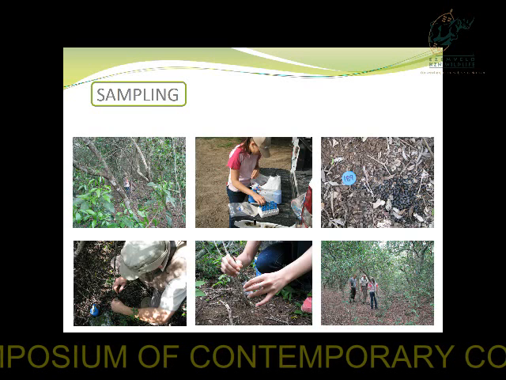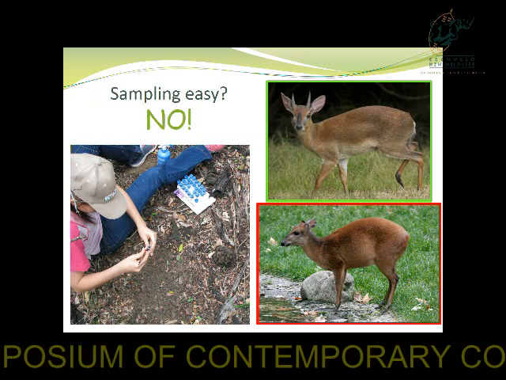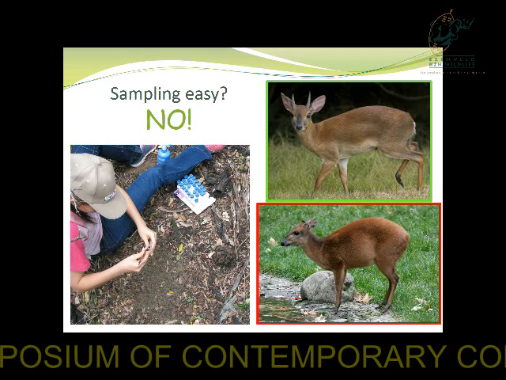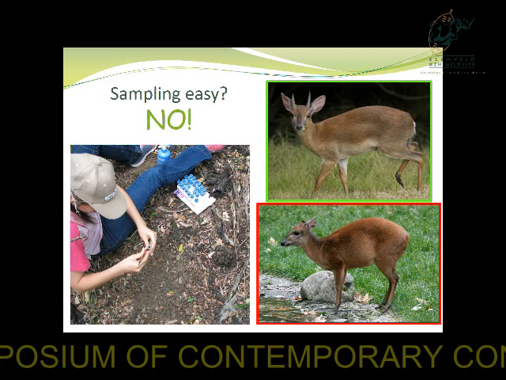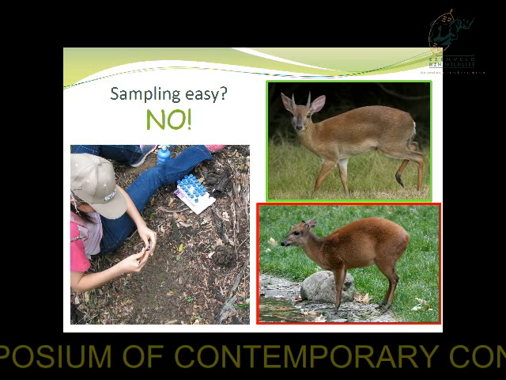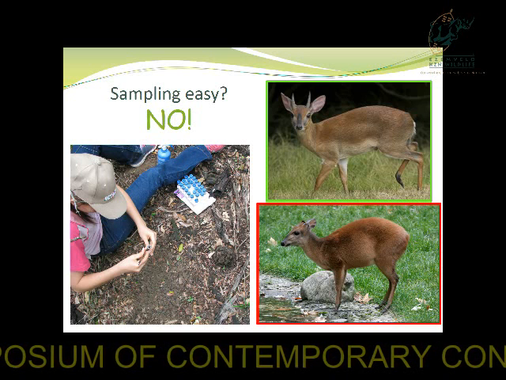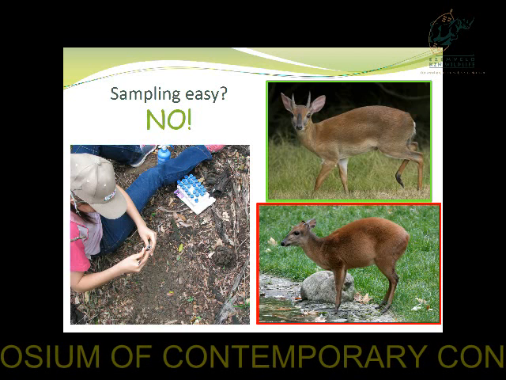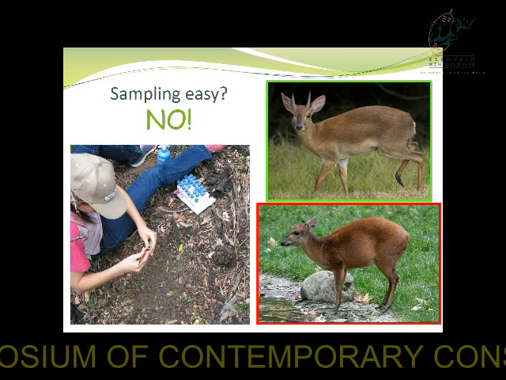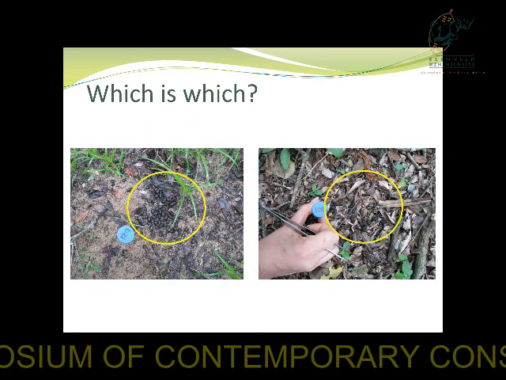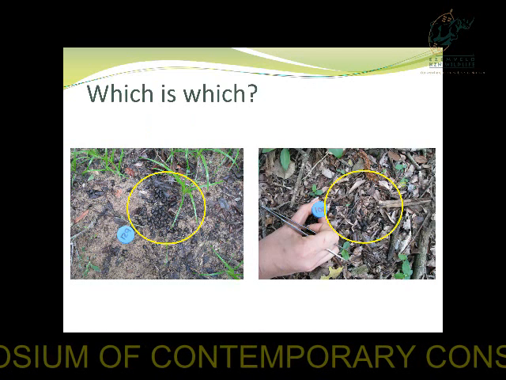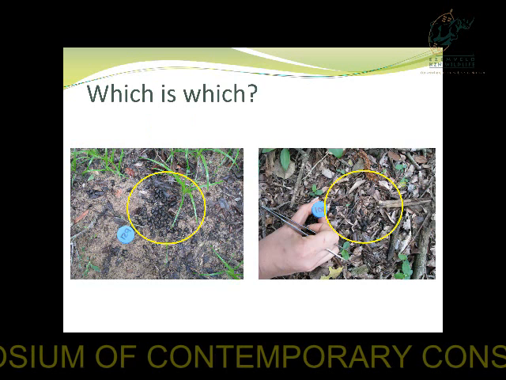So it did sound quite easy, right? Go in the field, collect some samples, but that is unfortunately not the case. We have the problem that there are two different small antelope that co-occur in these habitats, namely the Suni antelope as well as the red duiker. Now, why is that a problem? Well, basically, their dung looks exactly the same.